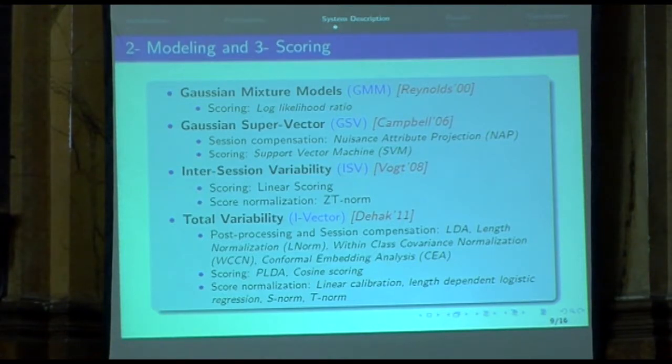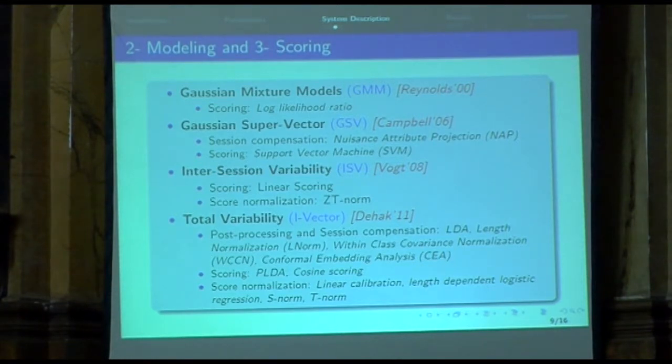The majority of the participants were using total variability, which was recently proposed in 2011, and is also known as I-vector. We have actually 7 participants that use total variability, but they were using different kinds of post-processing and session compensation like LDA, length normalization, within-class covariance normalization, which was presented by one of our colleagues, and the conformal embedding analysis. For the scoring, they were using either PLDA or cosine scoring, and for the score normalization, they were using linear calibration, length-dependent logistic regression, S-norm, or also T-norm.